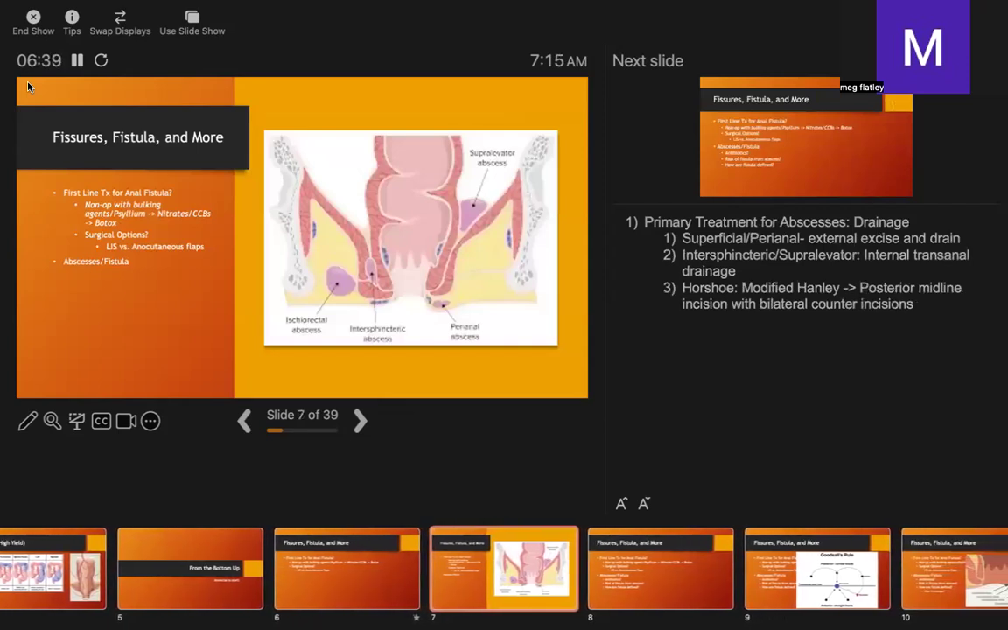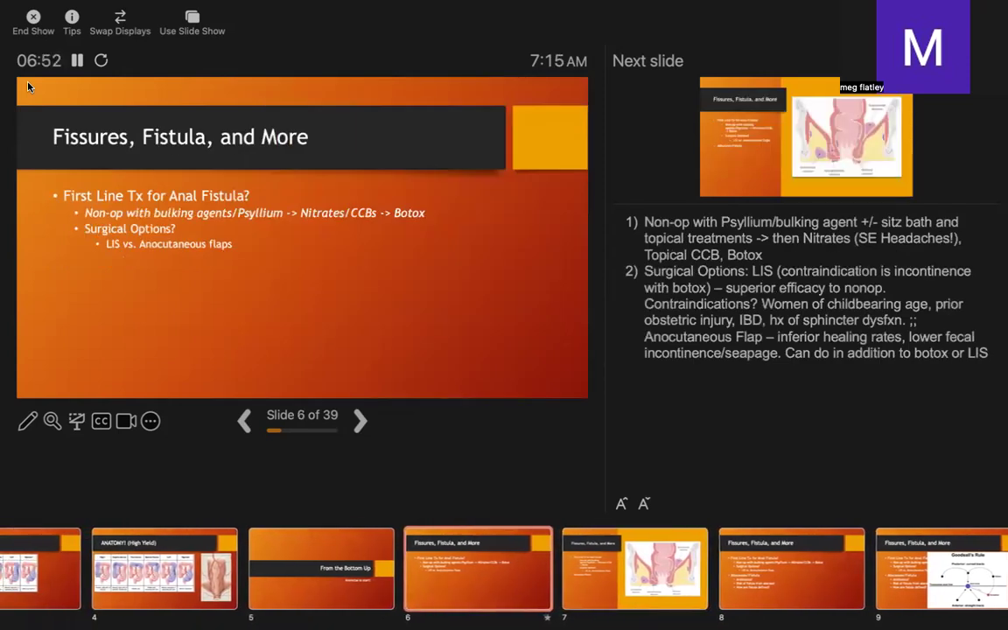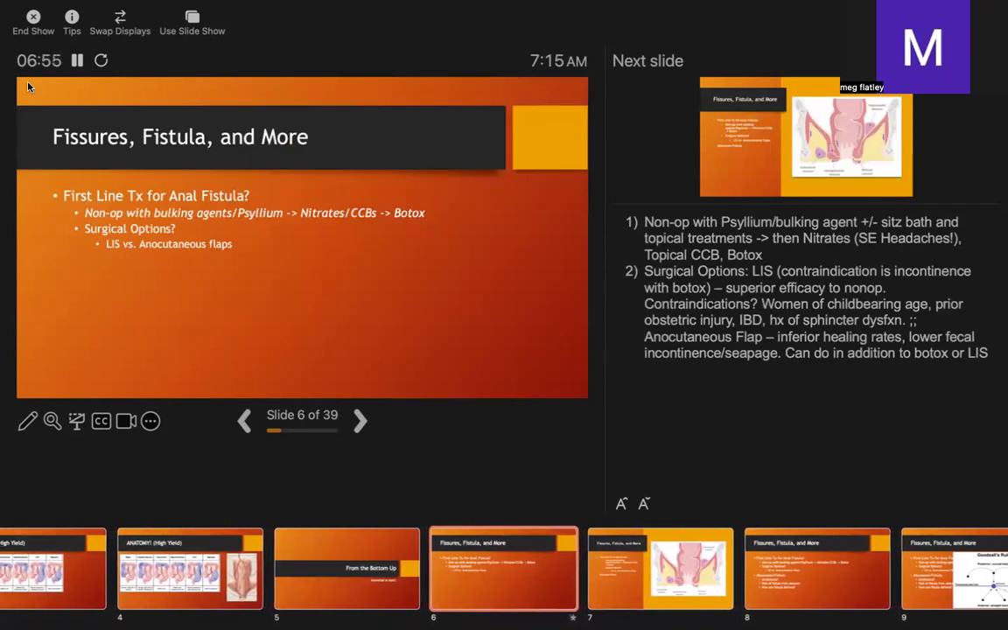All right. So let's talk about abscesses and fistulae. You can do it for both. Probably not. It's probably going to be an LIS, and it's probably going to be that they have fecal incontinence afterwards or something like that. But you can technically do it: you would cut out where the fissure was, and then you would flap there.